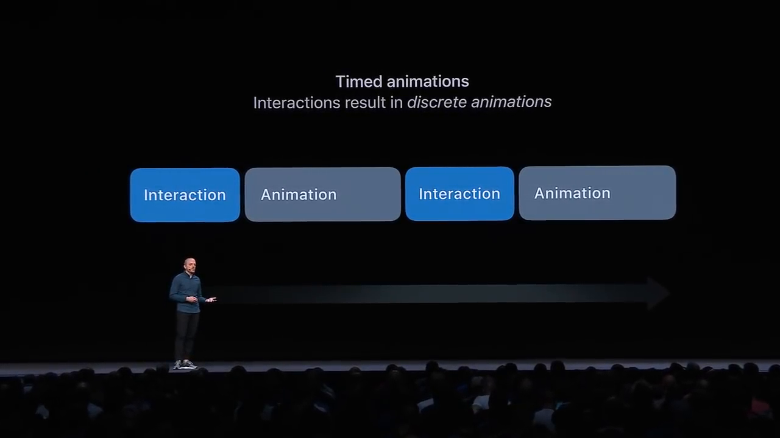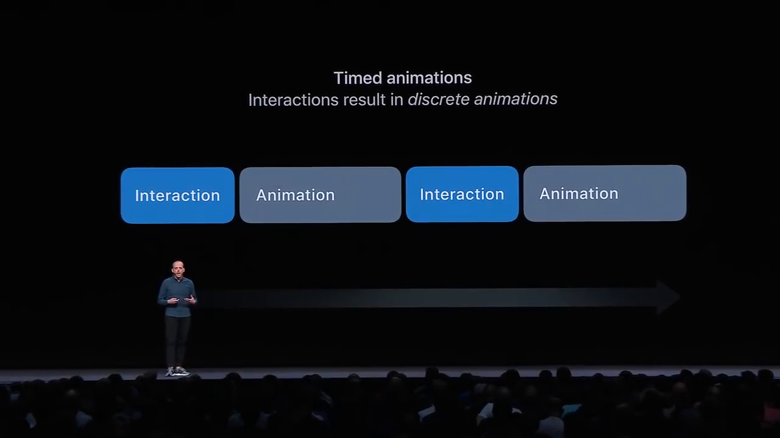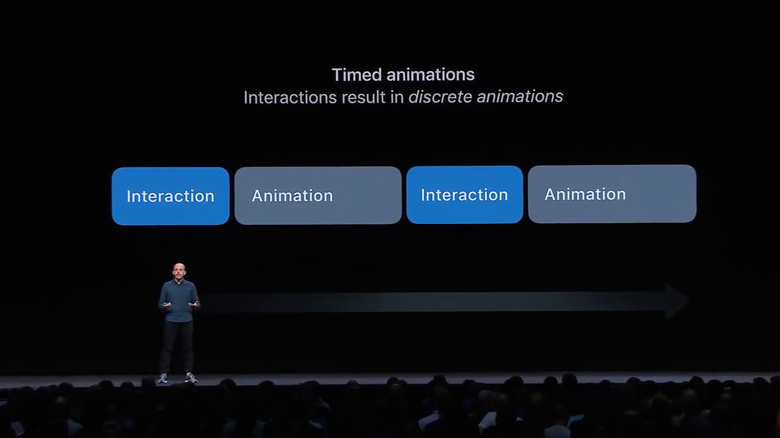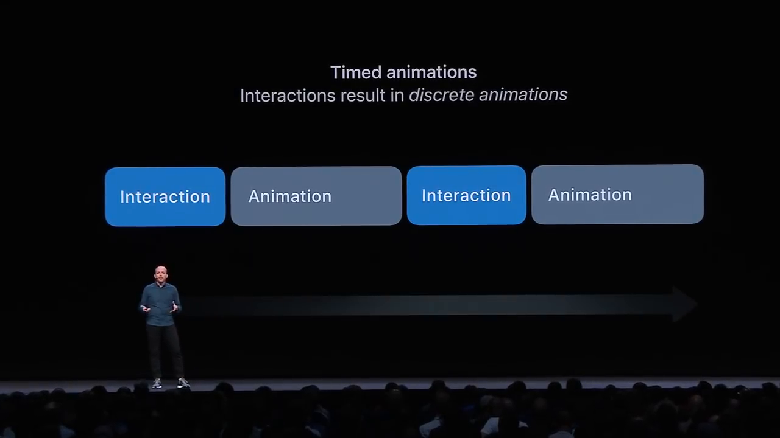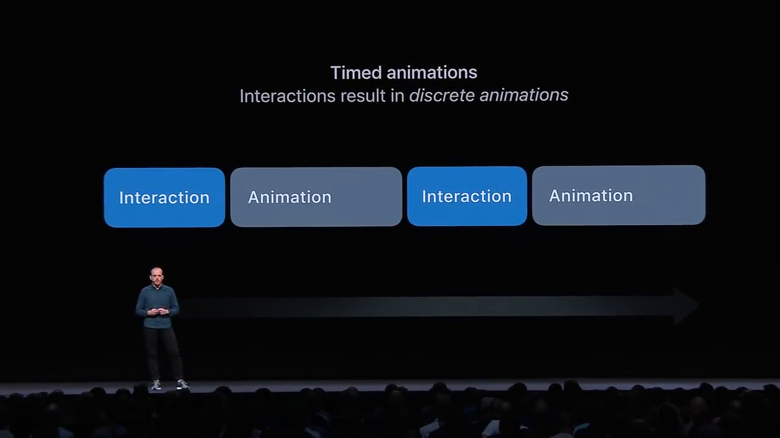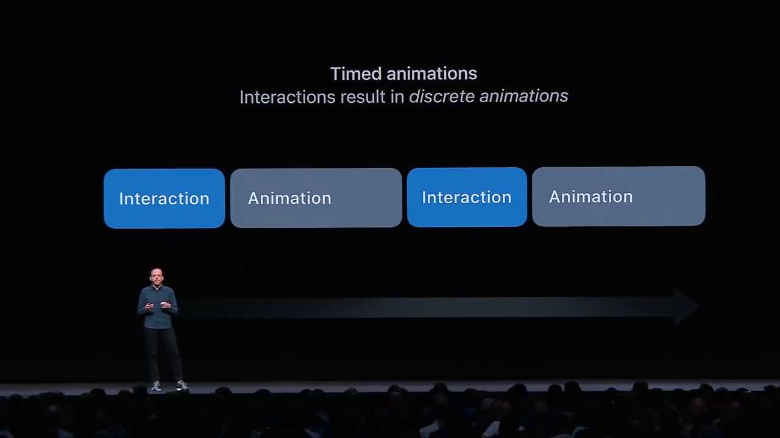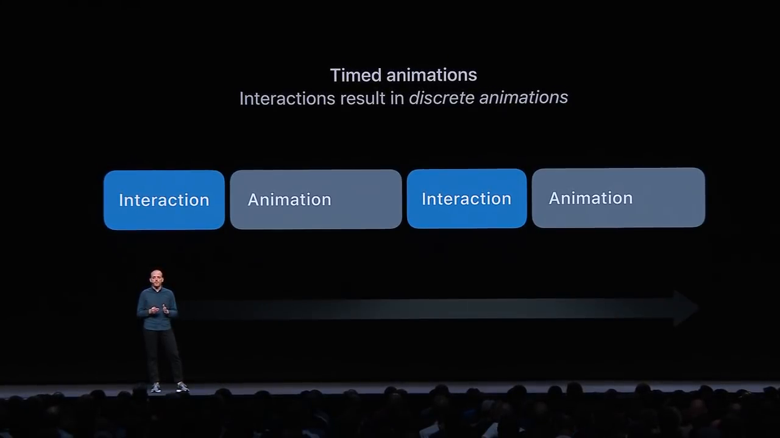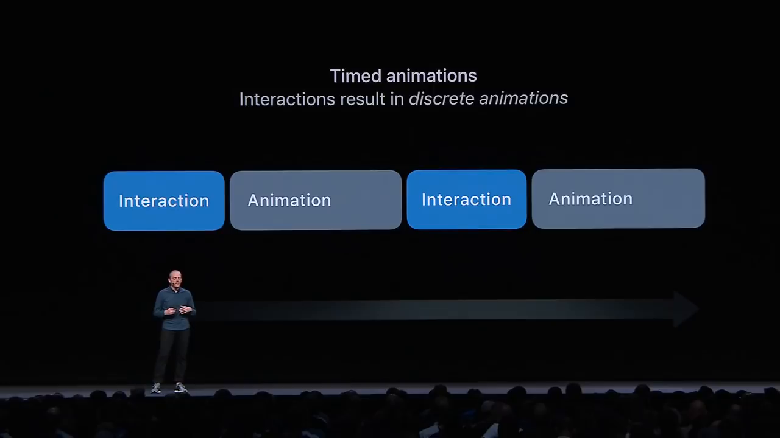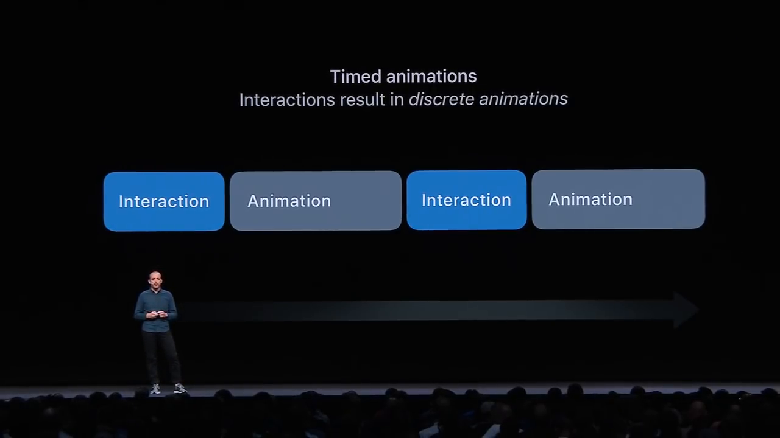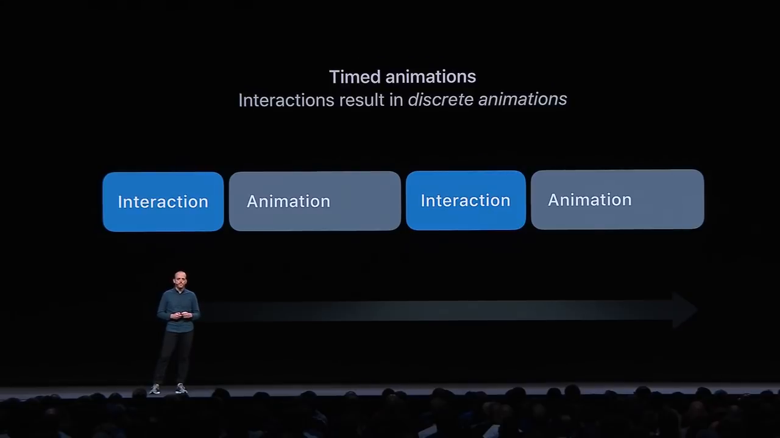Now, one way we've used motion in interfaces is through timed animations. A button is tapped on the screen, and the reins are handed over to the designer. And their job is to craft these perfect frames of animation through time. And once that animation is complete, the controls are handed back to the person using the interface to continue interacting. So you can think of animation and interaction as moving linearly through time in this kind of call and response pattern.